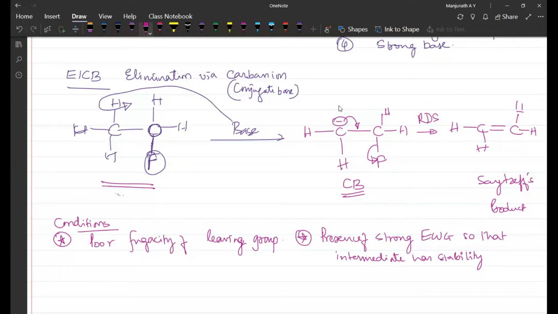Okay. In case these two conditions are not met, what will happen? What happens if these conditions are not achieved? Then what happens? Think, everyone. You should tell.